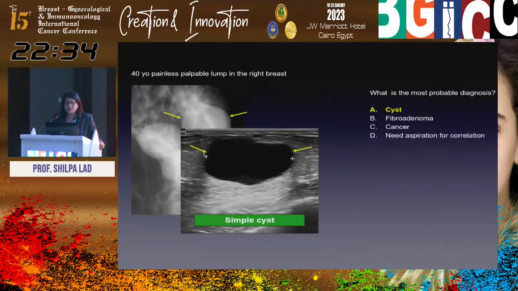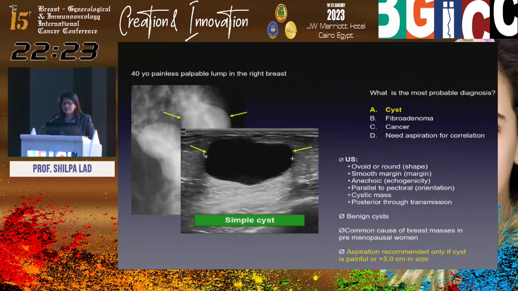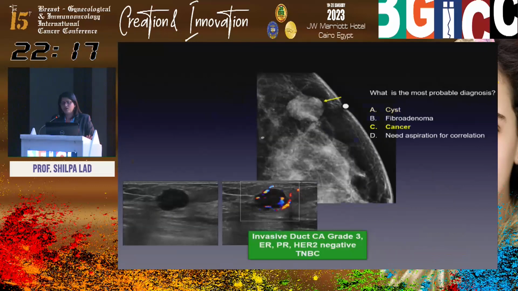What are the other things? Here's a 40-year-old with a palpable lump in the right breast. When we do the ultrasound, we see an anechoic mass with smooth margin, posterior through transmission. It looks like a simple cyst, okay? Normally, we don't aspirate cysts. We aspirate them only if they get very large or very painful, okay?